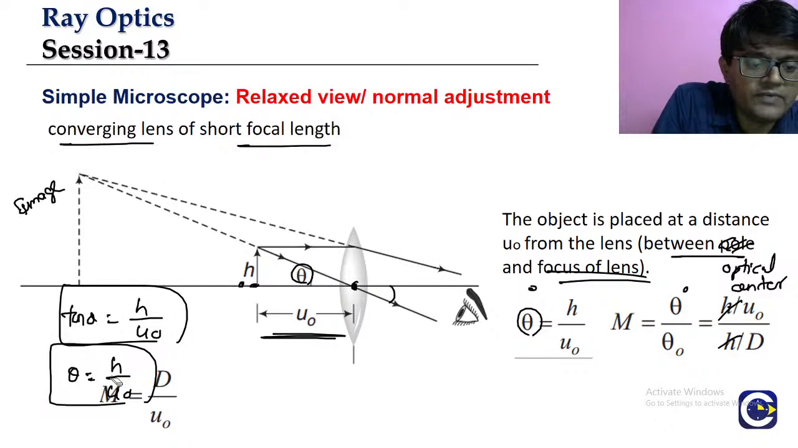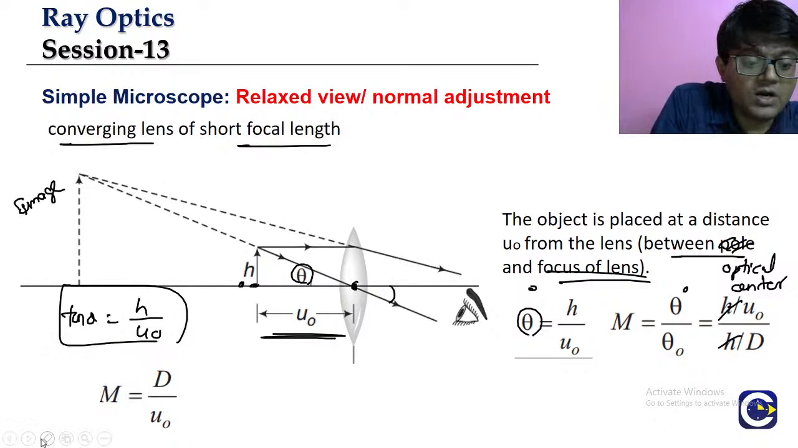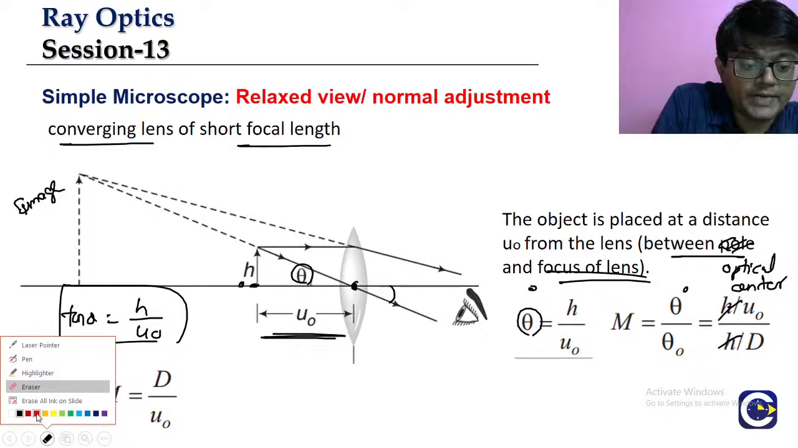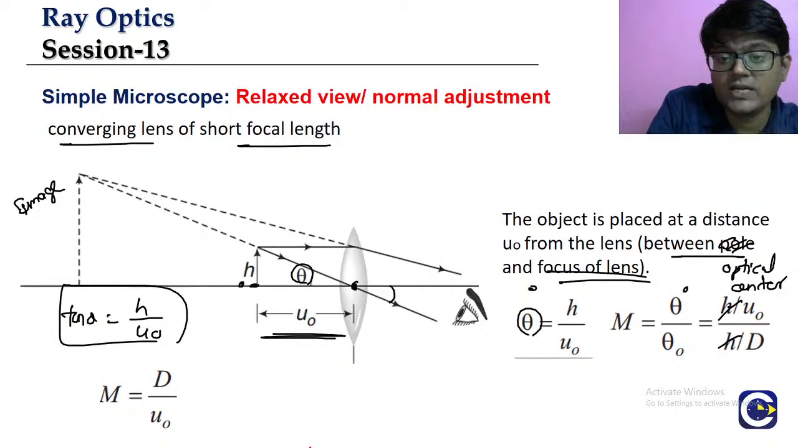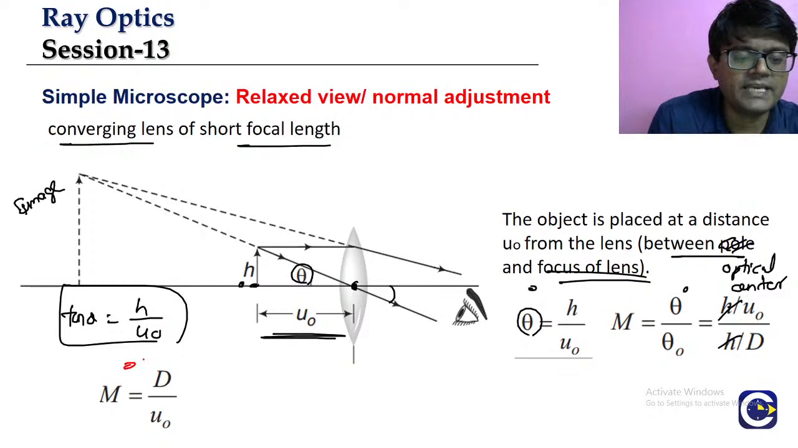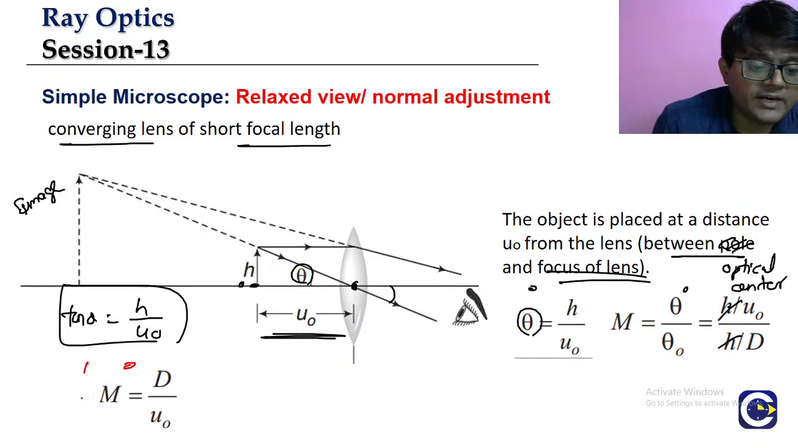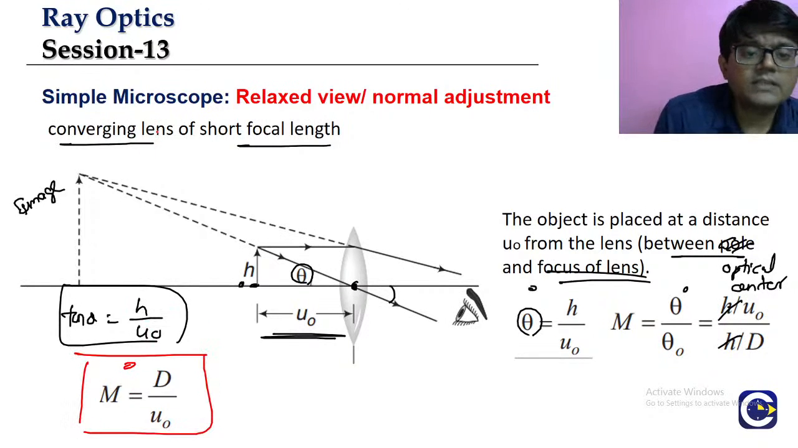All these formulae we just have to remember, because on the microscope and telescope, the questions we are going to get will be straight on the final formulae, because very rarely we'll get questions on modifications. So what is the magnifying power here? We are getting m equal to D by uo. This is the magnifying power for the simple microscope.